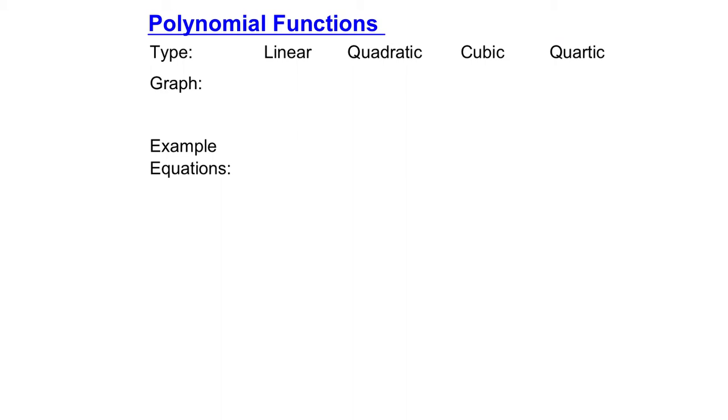Let's start by looking at the graphs. Linear is a straight line, quadratic is a parabola, cubic looks more like a line in that we enter and exit at opposite directions. There's a little twist in the middle though. Quartic looks more like a parabola, but again has a little twist in the middle. So we can see, and we learned this before, the odd number degrees look more like lines, the even number degrees look more like parabolas.